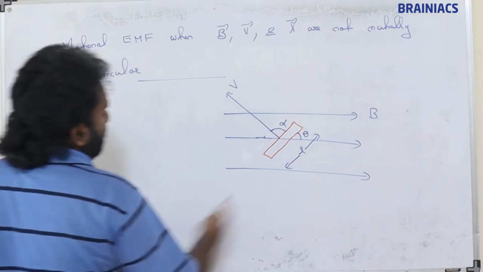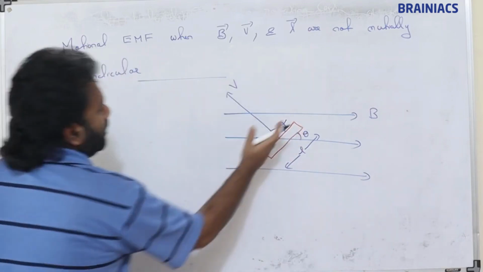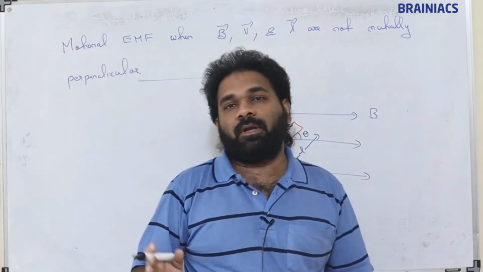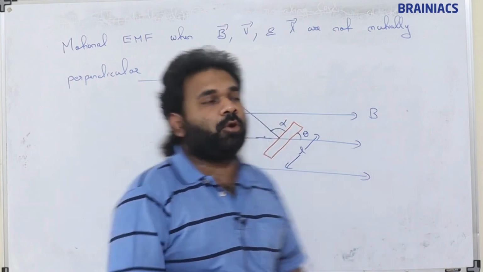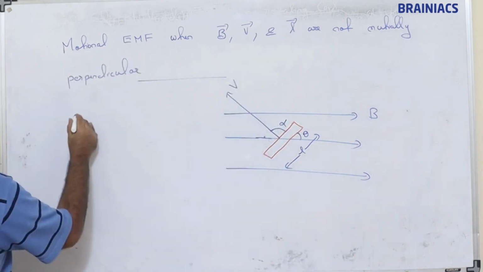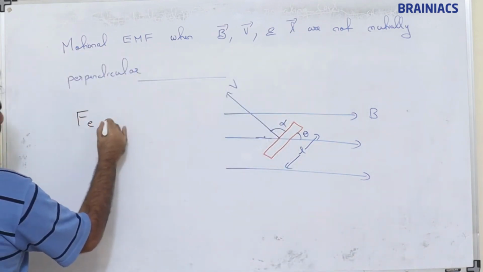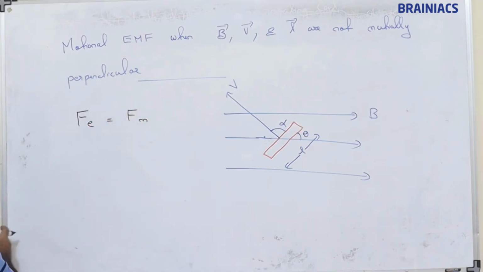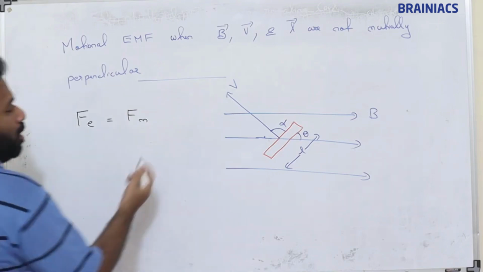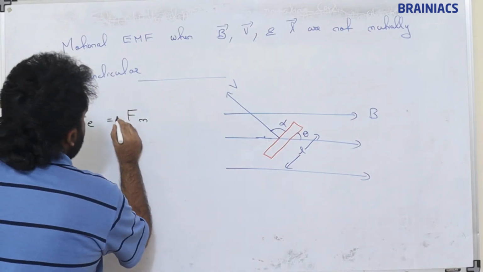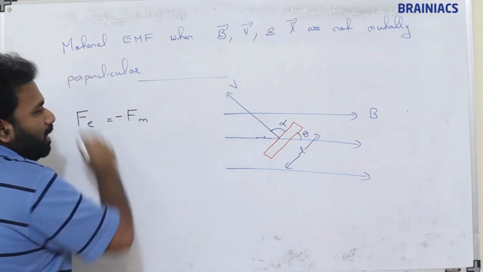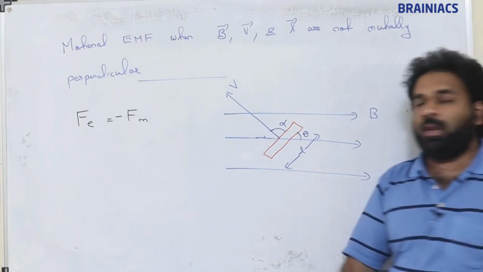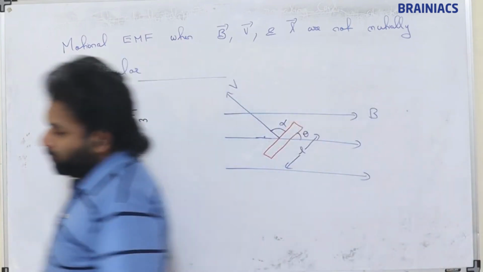This will continue like this till it reaches equilibrium. Equilibrium means what? The electric force will be equal to the magnetic force. Correct? This should be equal and opposite. Electric force must be equal and opposite to magnetic force.